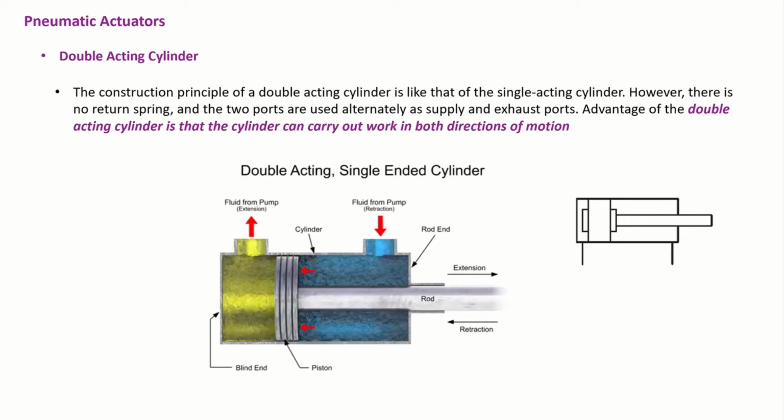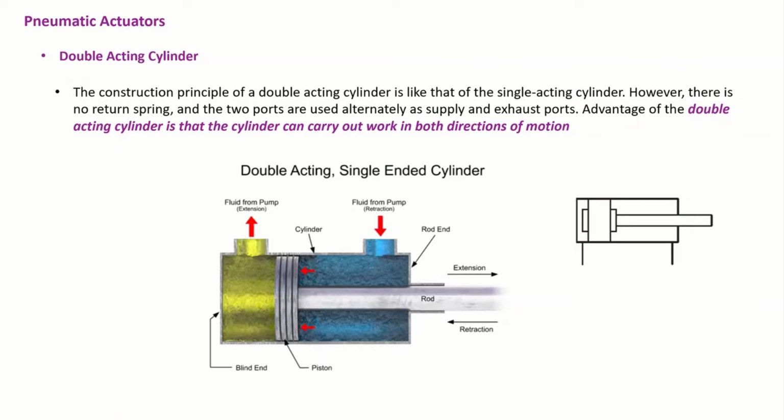The other form of pneumatic actuator that we have is called the double acting cylinder. The construction principle of a double acting cylinder is like that of the single acting cylinder, although we don't have any sort of return spring, and the two ports are used for the supply. One of them is for the supply, and the other is for the exhaust. So we have a supply port which provides the air from the pump, and the other one is connected to the exhaust.